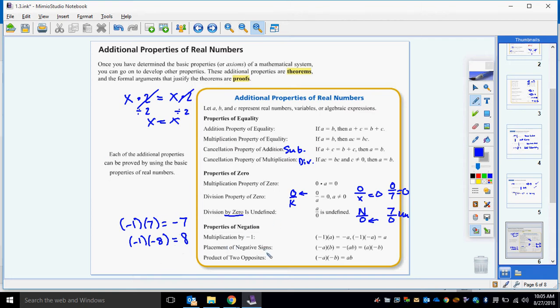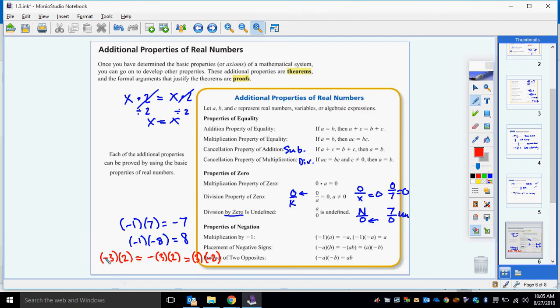Placement of negative signs depends on whether it's inside the parentheses or outside. It's saying that it's equal. Let's say you're multiplying -3 times 2. It's the same as multiplying 3 times 2 and then times the negative, or it's the same as multiplying 3 times -2.